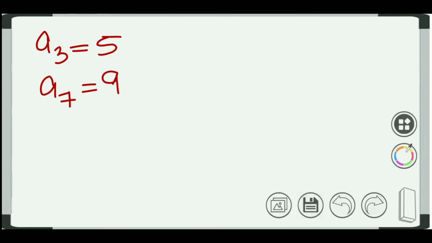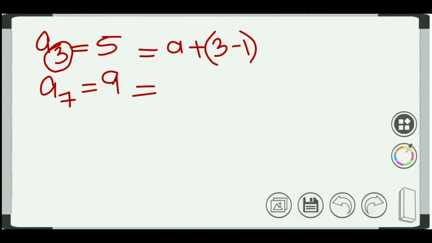What we need to do? We need to form an AP. For that we need to know what is the value of a, what is the value of d. So I will write the formula a plus (n minus 1) into d as an equation. Since this is a3, I will give n the value 3. So a plus (3 minus 1) into d, we don't know a and d, equal to 5.